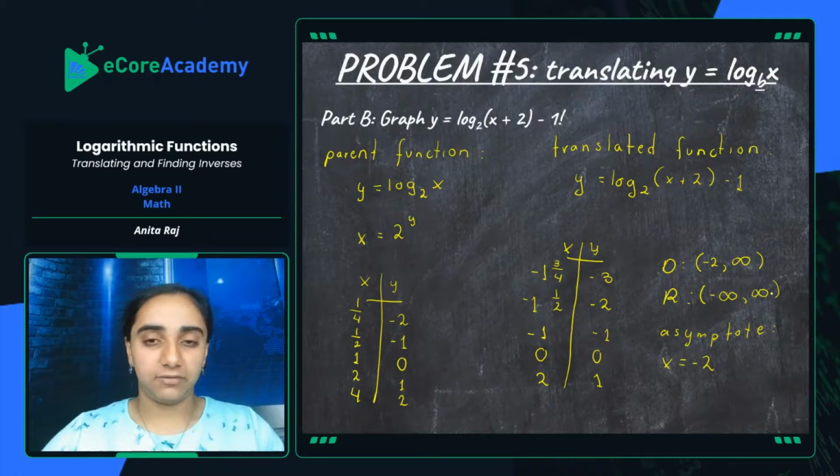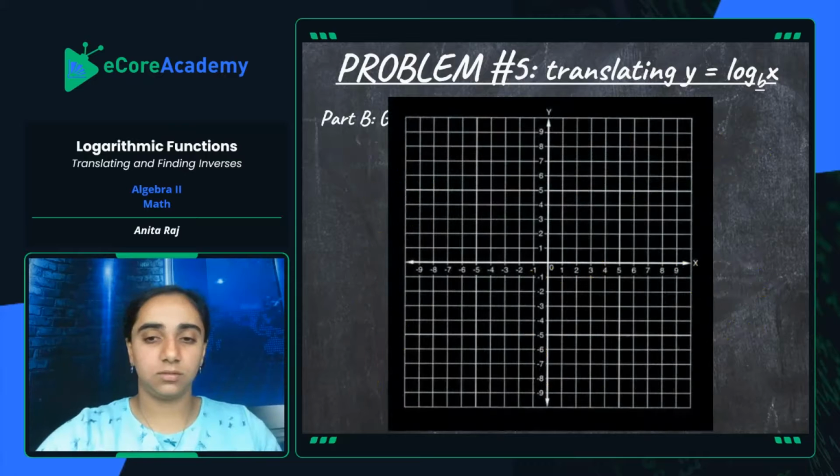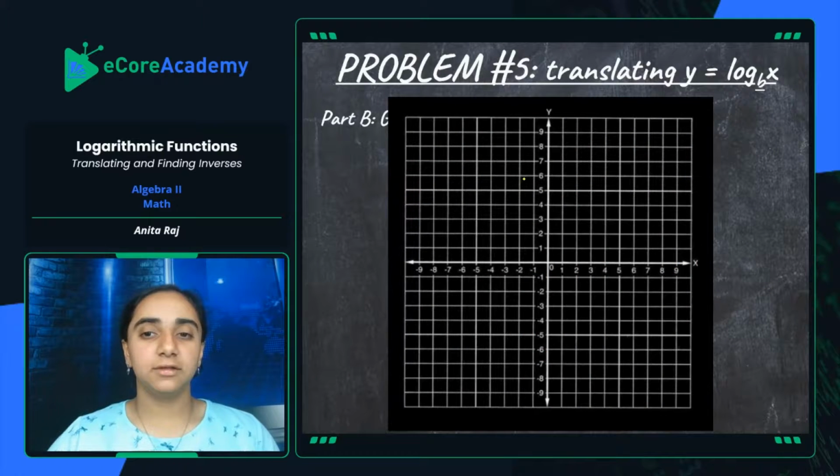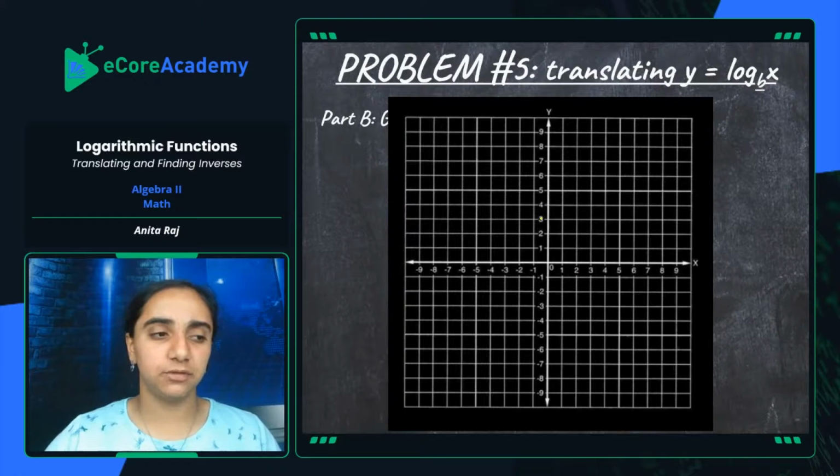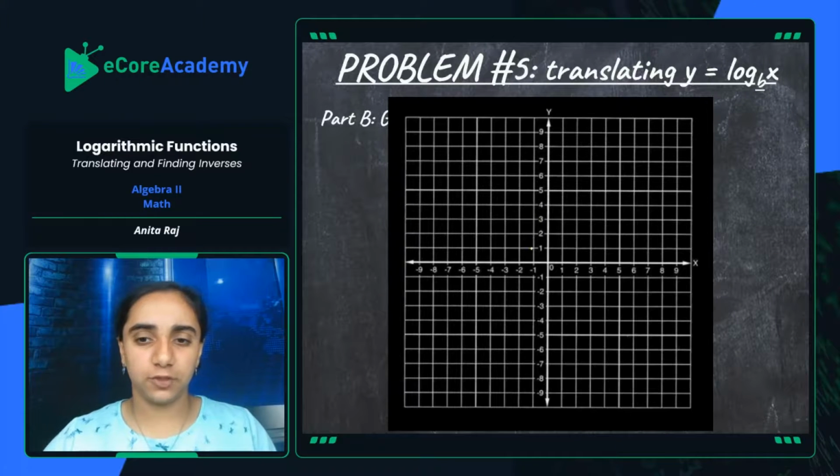So now let's graph this log function. I'm just going to use the xy table we just found. Our first point was negative 1 3/4, so negative 1 3/4 is over here. We come down 3 units and we're here. Then we have the point negative 1 and 1/2, negative 2. So we're going to come left 1.5 units and then come down 2 units. Third point is negative 1, negative 1, which is here. Fourth point is the origin, 0, 0, here, and the last point is 2, 1.